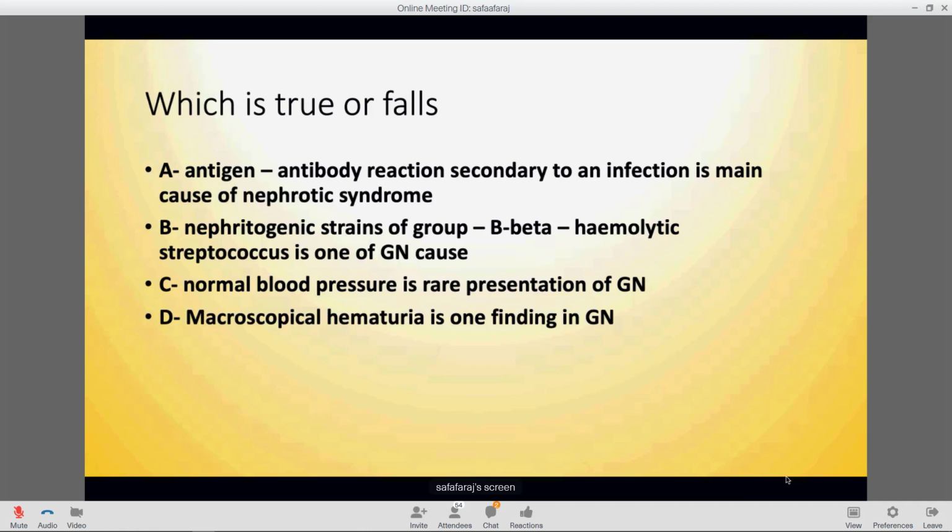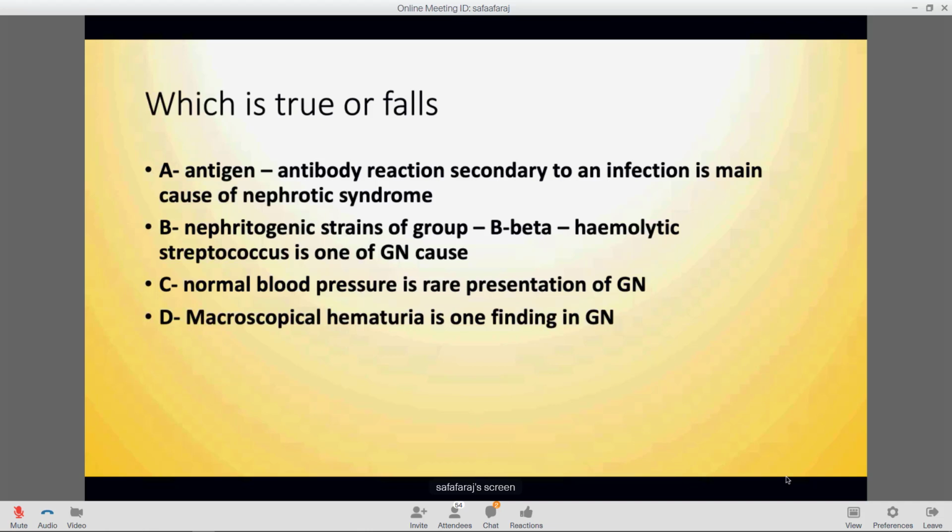Nephrogenic strains of Group B beta-hemolytic Streptococcal is one of glomerulonephritis causes. Dr., true. True. Are you sure? Like 90% sure. Okay.